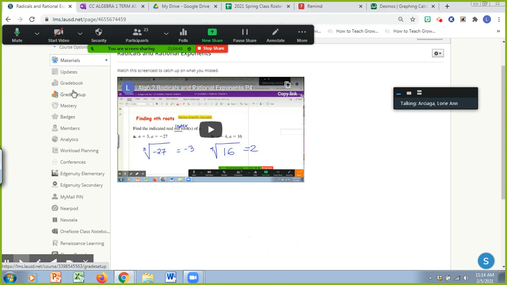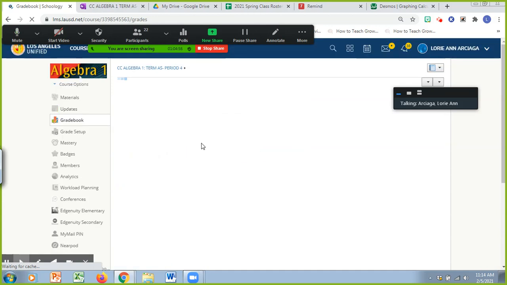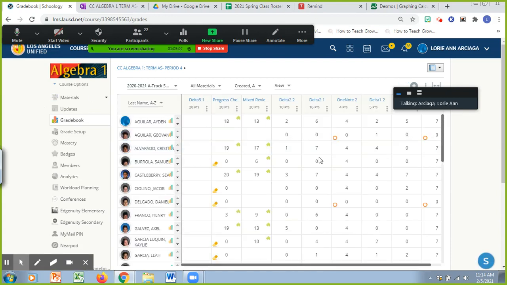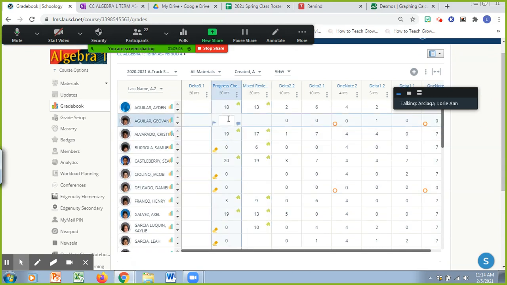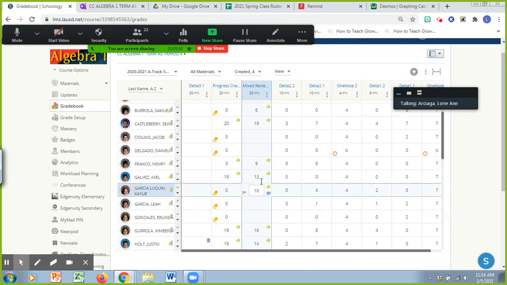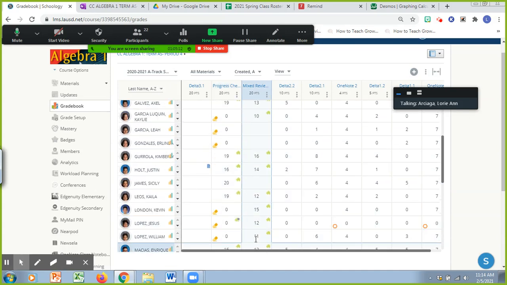You've seen your Schoology grade book, right? Is it showing the letter grade? I might have to hide that one if it's showing. Oh yeah, it's hiding it. So you see here, progress check. Some of you are missing it. Giovanni, you haven't done it. I'm going to be putting all those zeros right there.